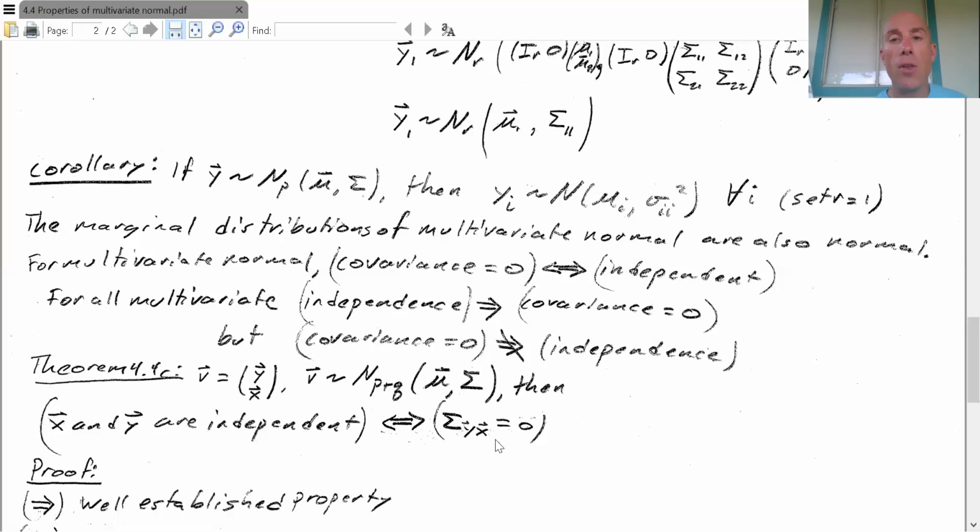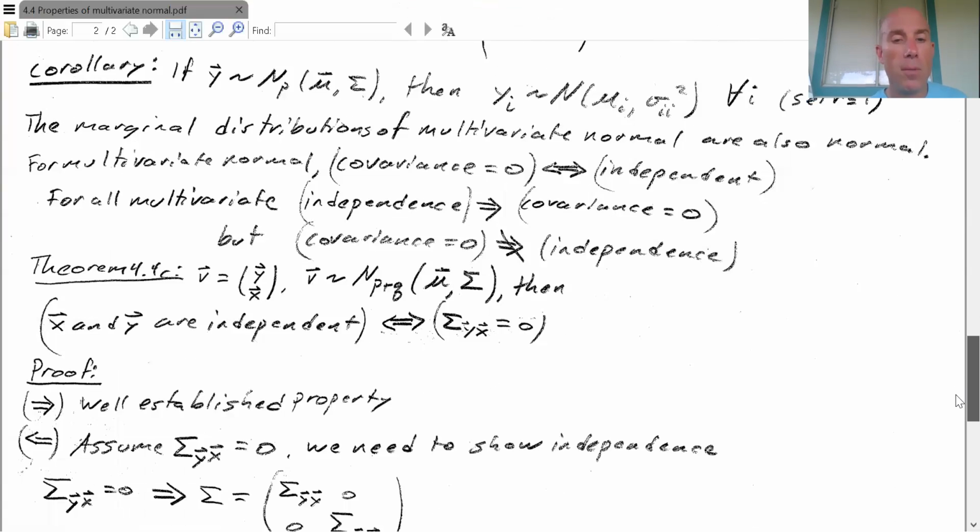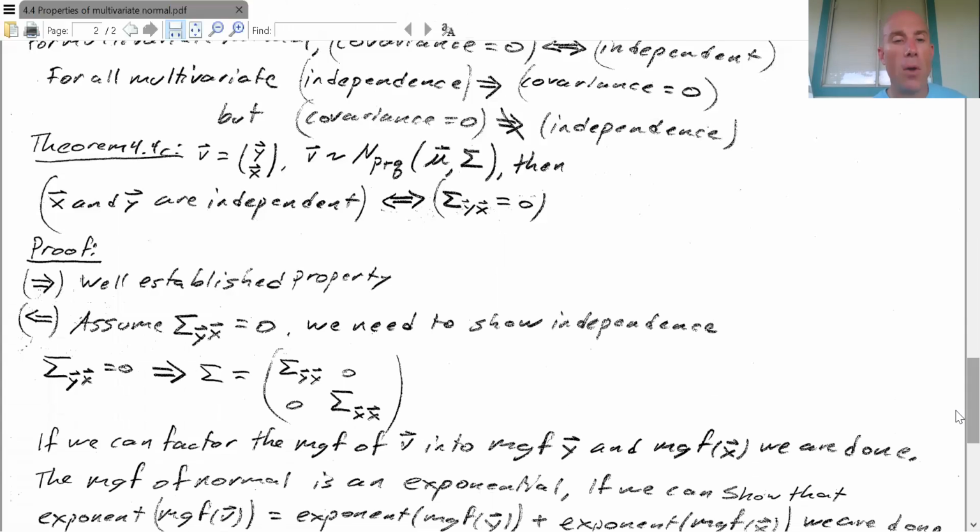Independence implies covariance equals 0. I think we intuitively got that. I think we believe it. If you're sitting in this seat, you probably know it already. If you don't, well, you know now.